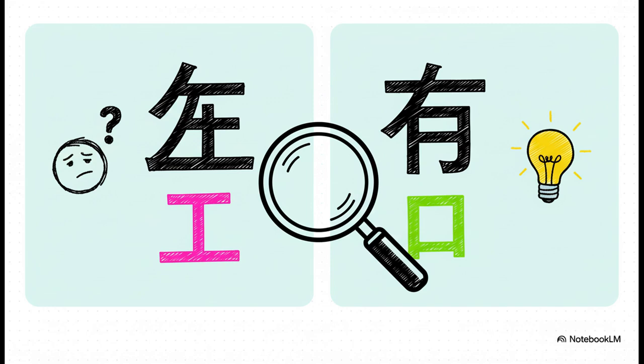Now, I want you to look closely at these two characters on your screen. On the left, we've got zuo, and on the right, we have you. They look almost identical, don't they? And this is a super common point of confusion for new learners. But that small difference in their lower components, well, that's where the story lies. This is a perfect example of how Mandarin uses these subtle visual cues to create completely different meanings.